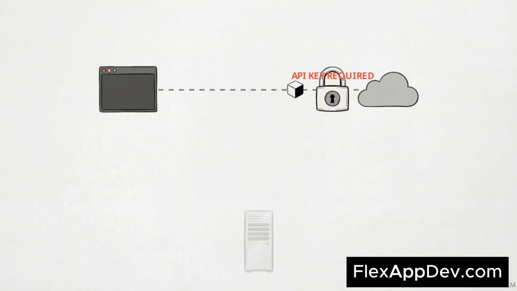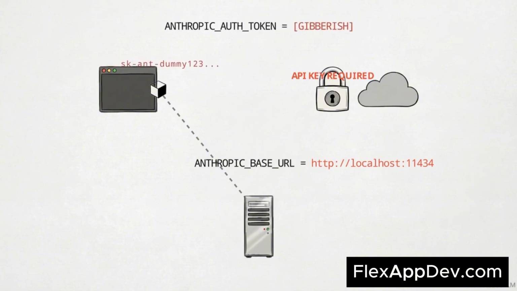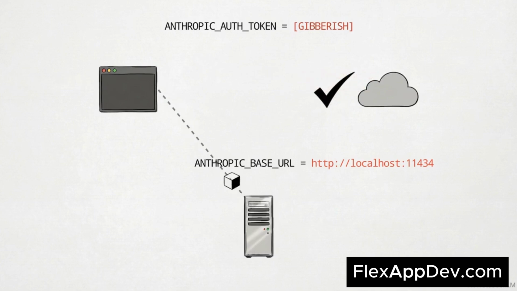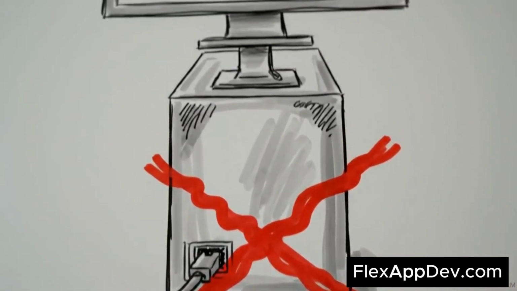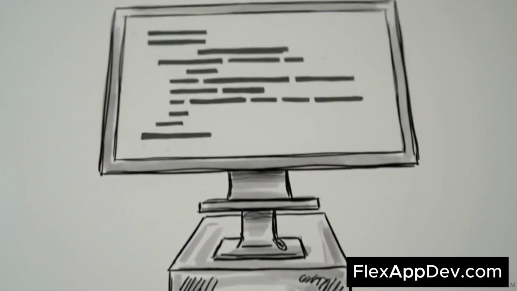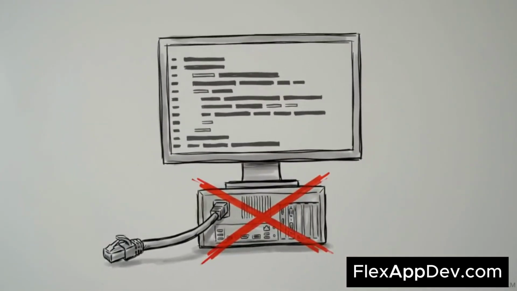To bypass this check, intercept the outgoing network request and force it inward to your local machine by changing Anthropic base URL to localhost port 11434. To pass the mandatory security check and prevent crashes, set Anthropic auth token to any gibberish text. With those two variables set, the network request is fully redirected. You have taken an enterprise-grade coding agent and contained it entirely offline.